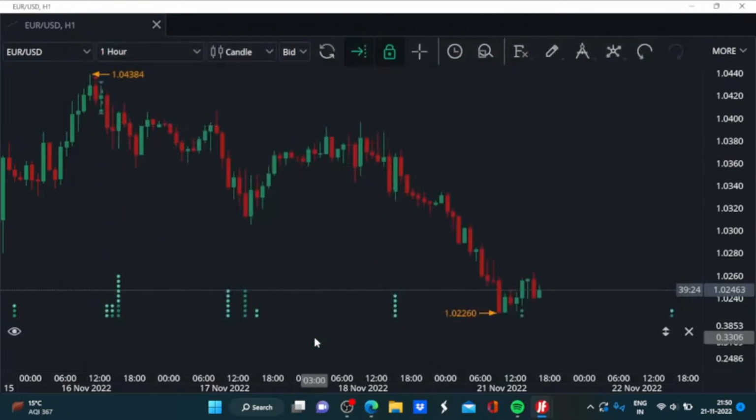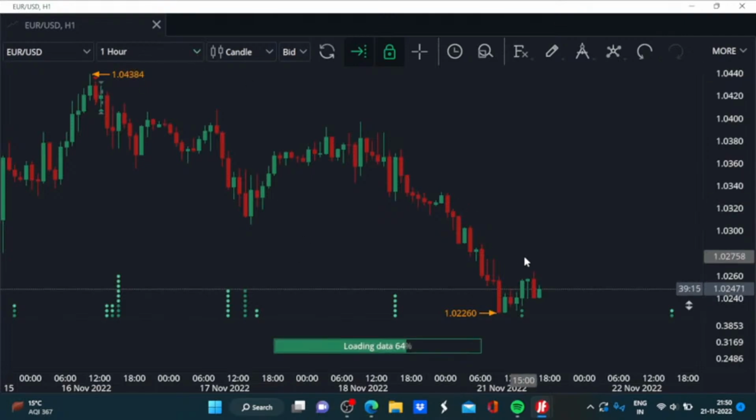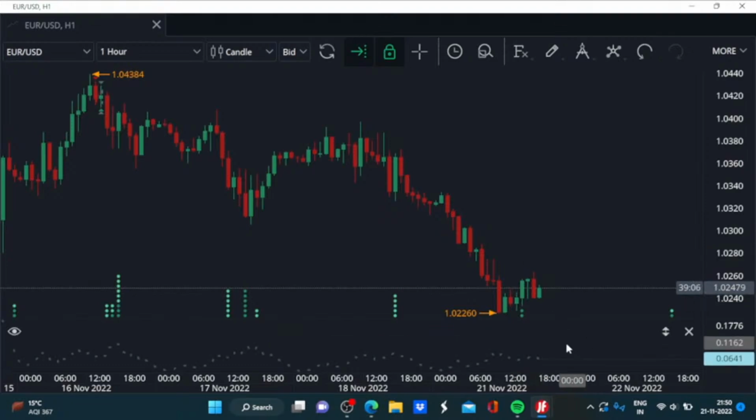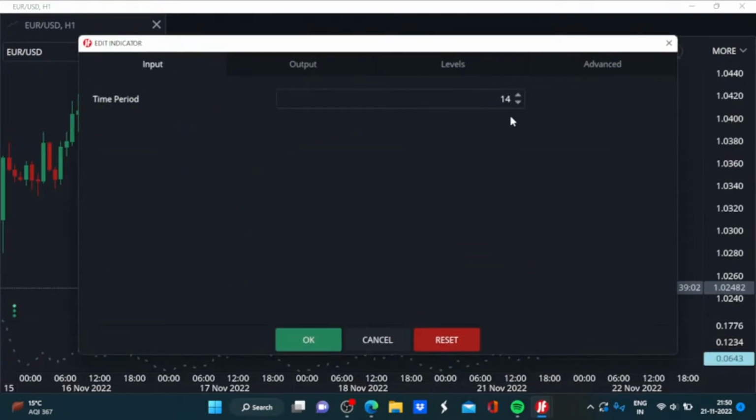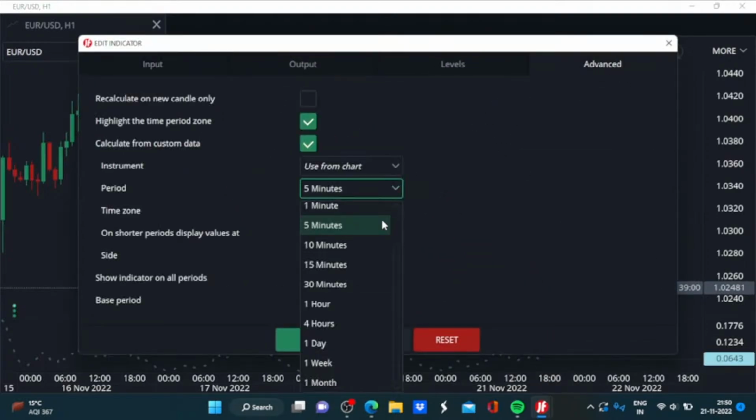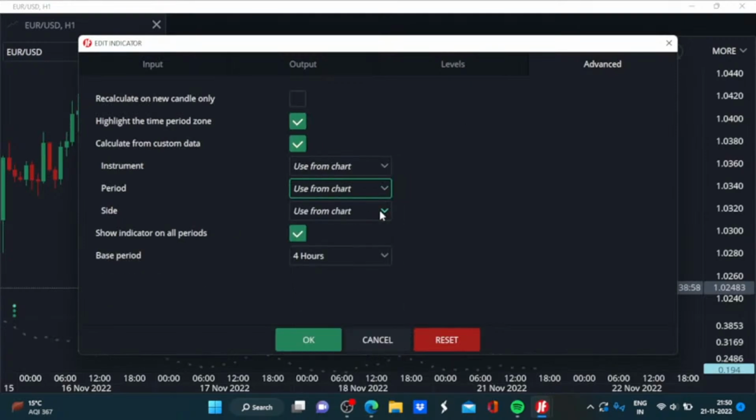Suppose, for example, you want this calculation to be dependent on a 5-minute candle period, even though the chart is of 1 hourly each, you can do that as well. So your output value of the indicator is now going to be calculated using lower time frame data, and it will show the fluctuation accordingly. The spread side can be ask or bid, and there will be a slight difference depending on what kind of spread side you use.